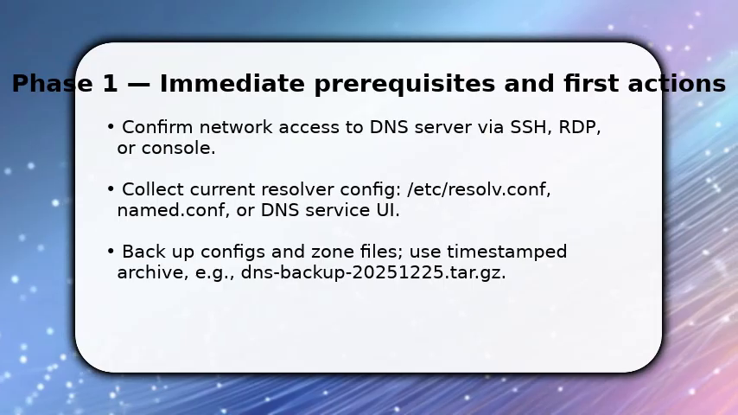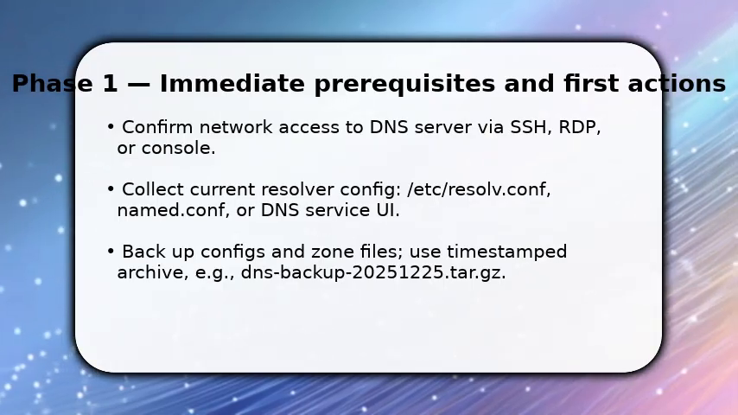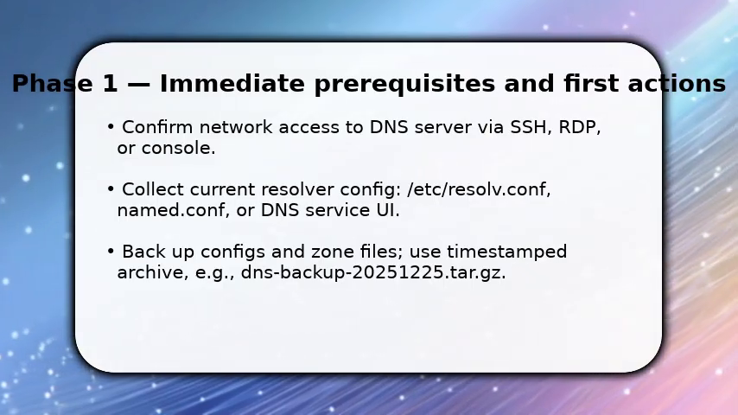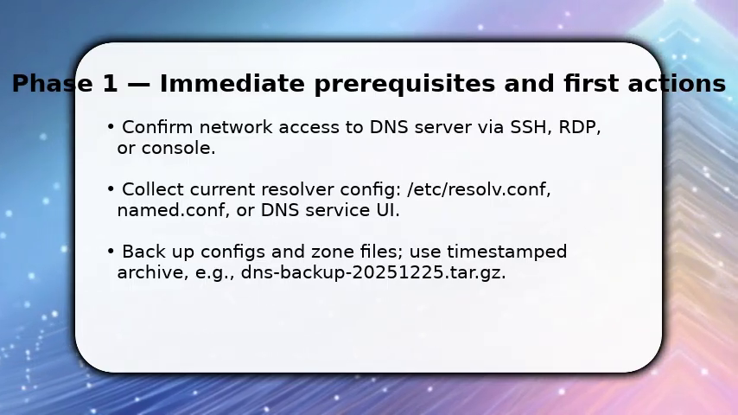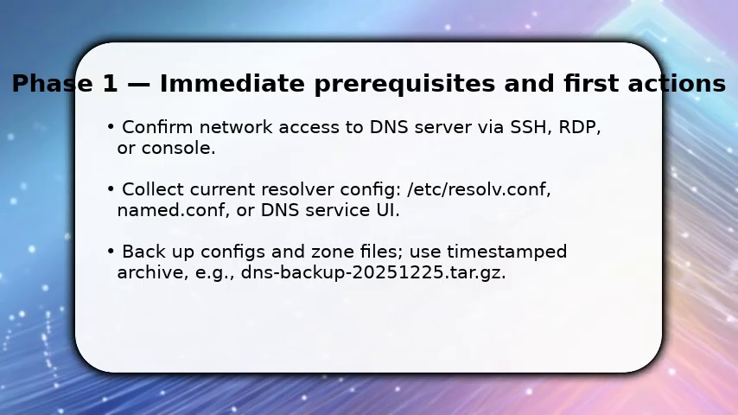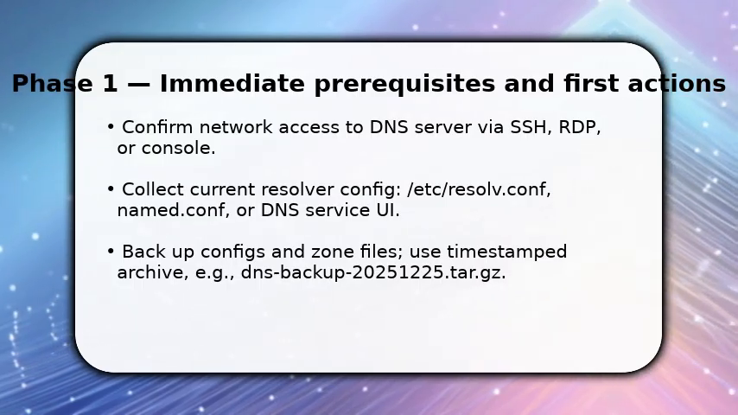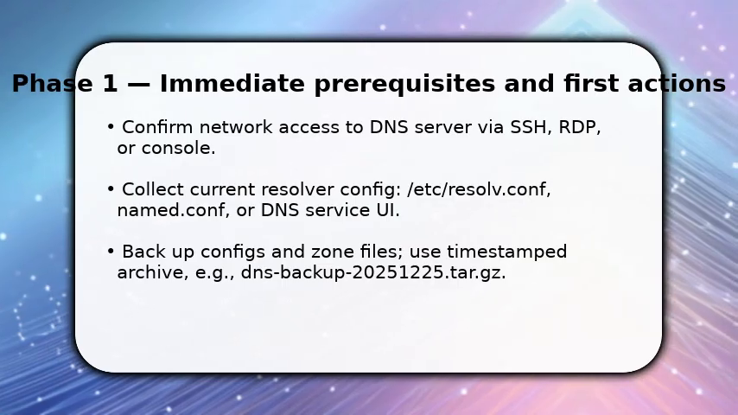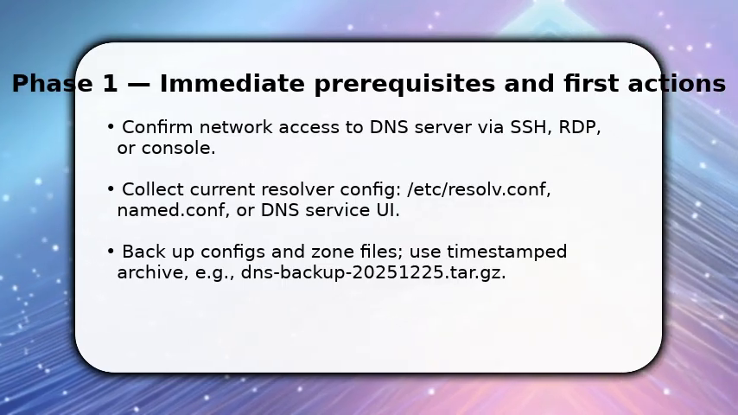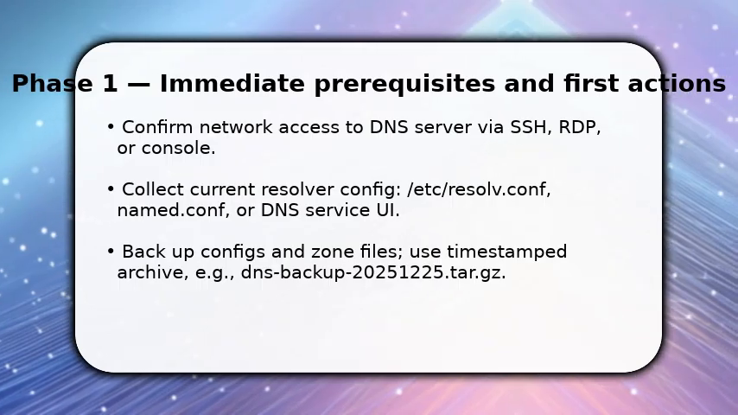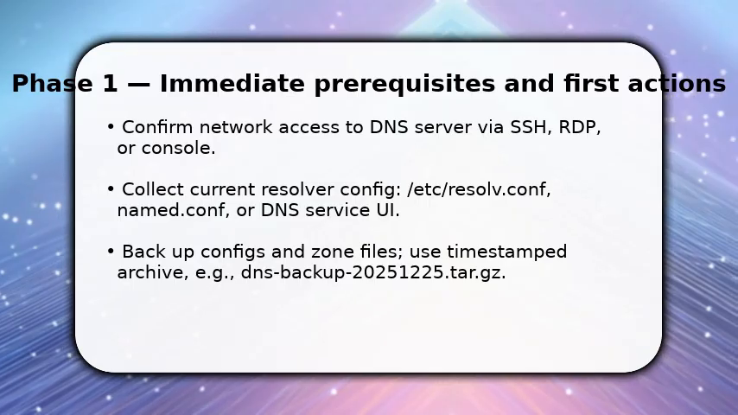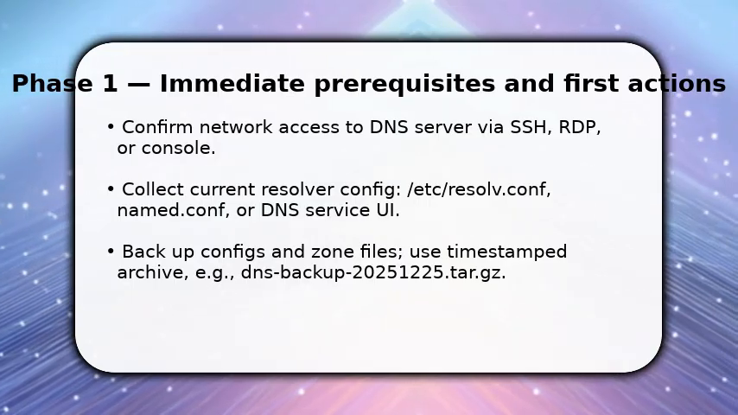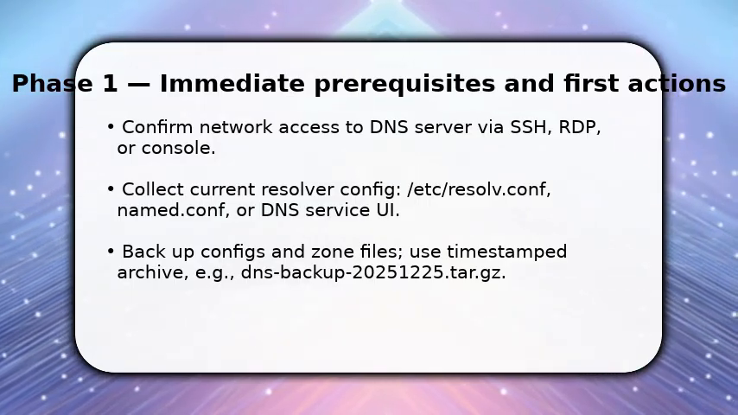You must start by ensuring you can reach the DNS host and that you have configuration backups. First, connect via SSH or console. Once connected, dump the active resolver and server configs. Make a timestamped archive of zone files and configs so you can revert fast. While you do this, note recent changes and error timestamps. These clues speed diagnosis. With access and backups confirmed, proceed to service inspection and log review in the next step.